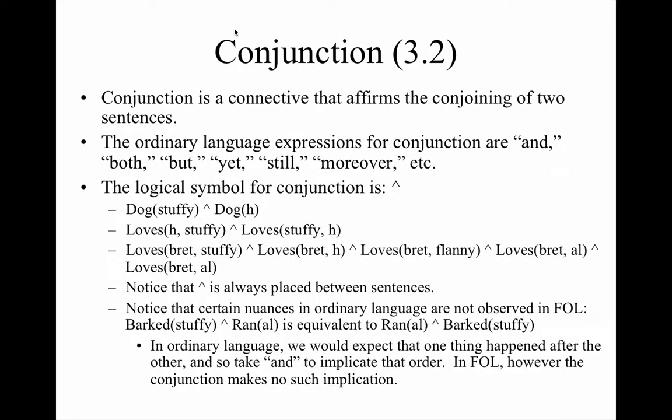The second of our three connectives is conjunction. Conjunction affirms the conjoining of two sentences. Typically, we see in ordinary language conjunction expressed by the words and, both, yet, still, moreover, nevertheless, and so forth. So when we have a conjunction sentence, we have a sentence that says x and y are true, or a sentence that says both x and y. Take a look at the examples below, and you'll see that the connective conjunction always appears between sentences, right? So it's not like the negation, which is always to the left of whatever sentence it negates. In other words, it's always out front, right? Conjunction is always sandwiched in between sentences.